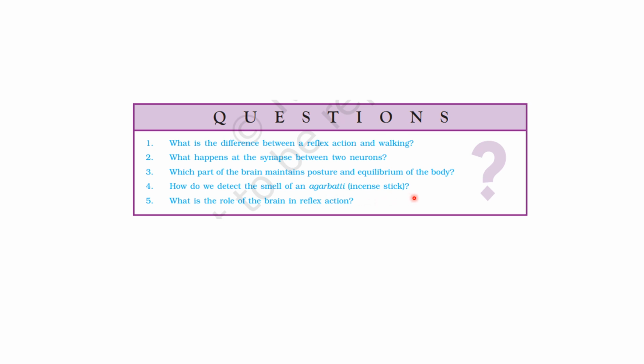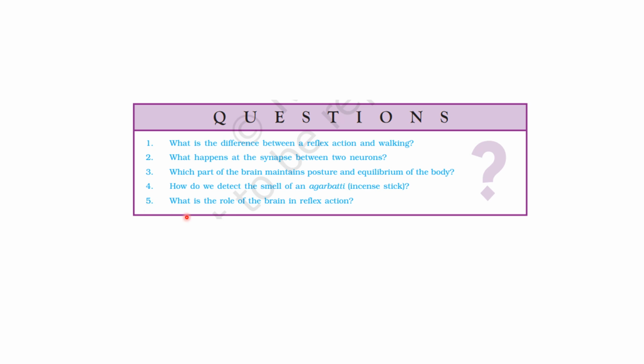ठीक है. So what actually happens is the volatile aromatic molecules released by the agarbatti, they will reach the nose, okay? Now these molecules bind to the olfactory receptors in the nasal cavity, right? Receptors will send signals via the olfactory nerve to the olfactory bulb in the brain, okay? Brain will process these signals and it will help to detect and recognize the smell, right? तो ये पूरा mechanism होता है इसमें, fine?